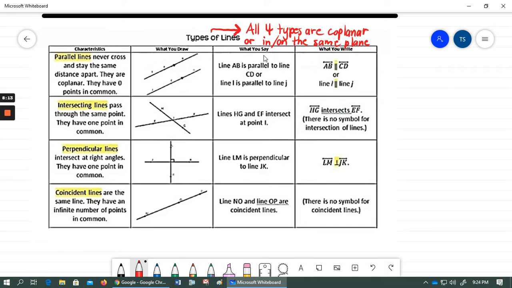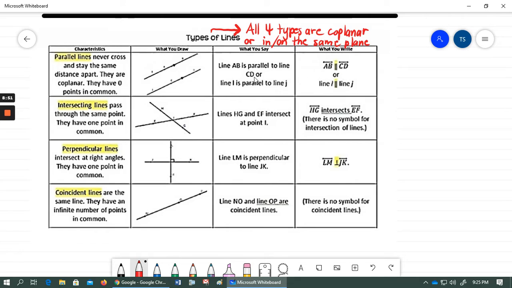Now, I've heard both of those different prepositions used, in and on. Yes, I know what a preposition is. Just because I'm a math teacher doesn't mean I don't know some English terminology. Anyway, all right, so again, parallel lines never cross. They stay the same distance apart. They are coplanar, and they have 0 points in common. Yes, folks, all of that is included in the definition of parallel lines, even if there are multiple sentences there.